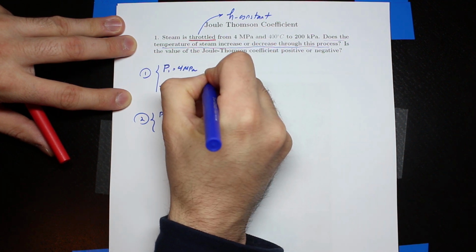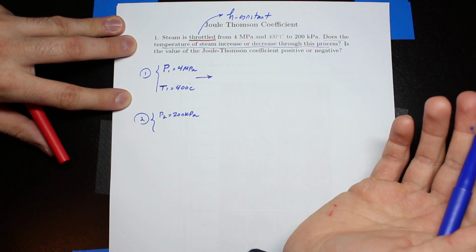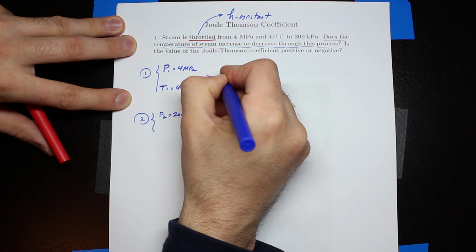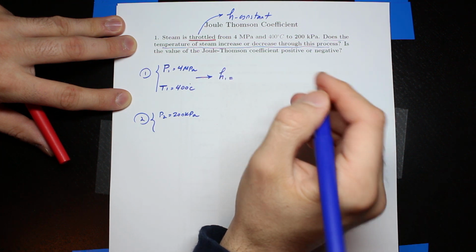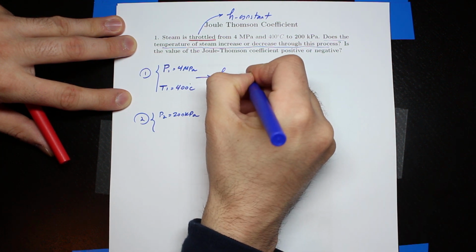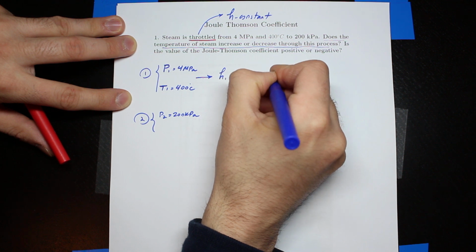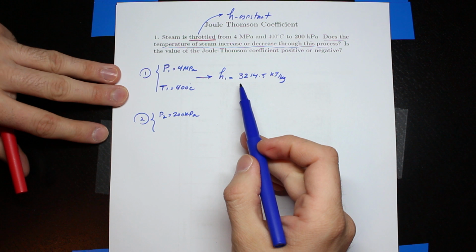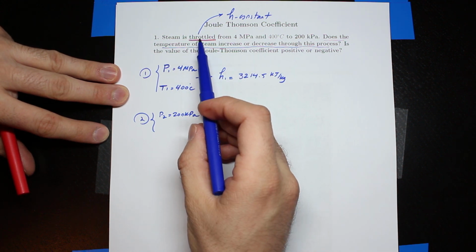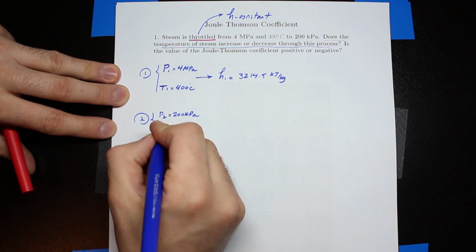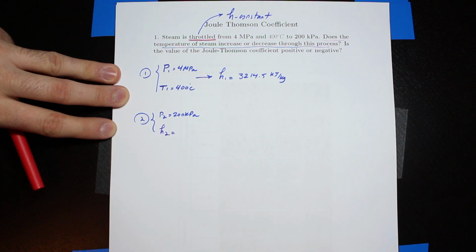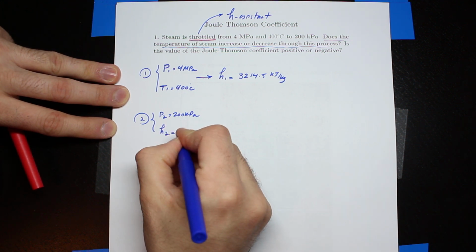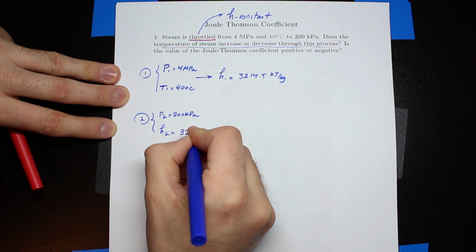Okay, so all I need to do, I go to the table, I find the phase, it's superheated vapor phase, and I read H value equal to 3214.5 kilojoule per kilogram. So that is my enthalpy at state 1. But because that's a throttling process, I have exactly the same enthalpy in state 2. So for state 2, I already have the enthalpy.